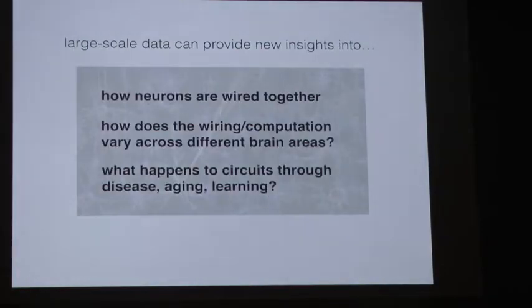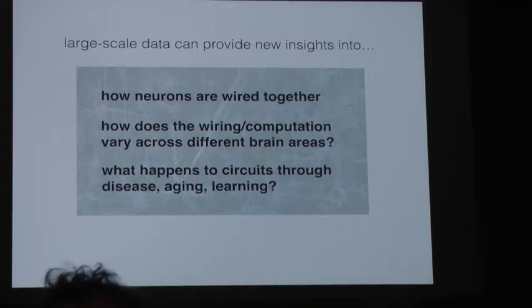So the hope is that with large-scale data sets that provide us access to larger numbers of neurons or larger brain volumes, we can start to answer a number of new questions that we can't by studying just small numbers of neurons. So in particular, we're interested in questions like, how are neurons wired together, especially in large-scale circuits? How might the wiring and computation vary across different brain areas? And that's something that you need to be able to access large volumes of brain to really understand and assess. And also what happens to these circuits and to these different brain volumes in the face of disease, aging, or other learning.